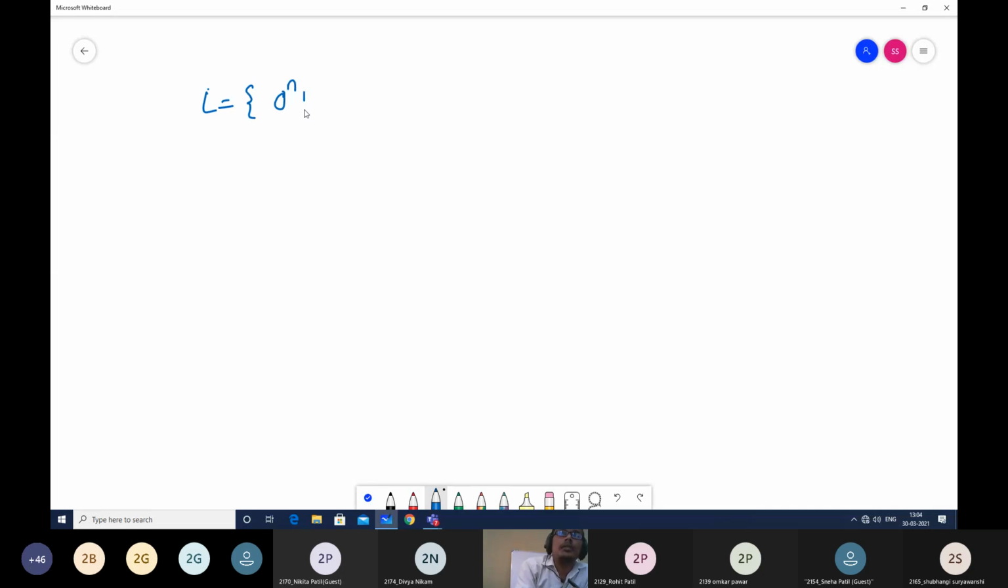0 raised to n, 1 raised to 2n, where now n is greater than or equal to 0. All of you write down the strings.